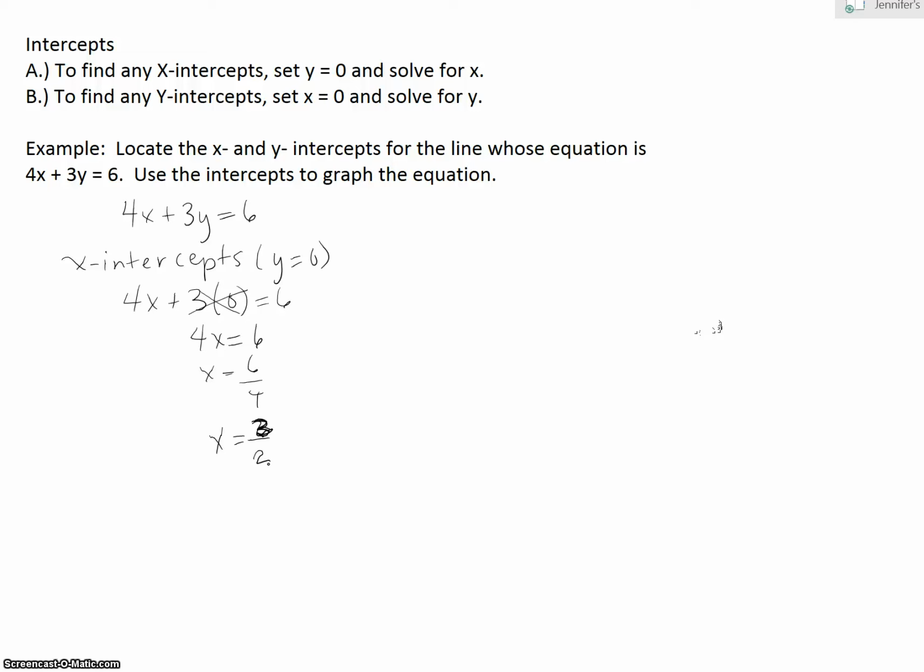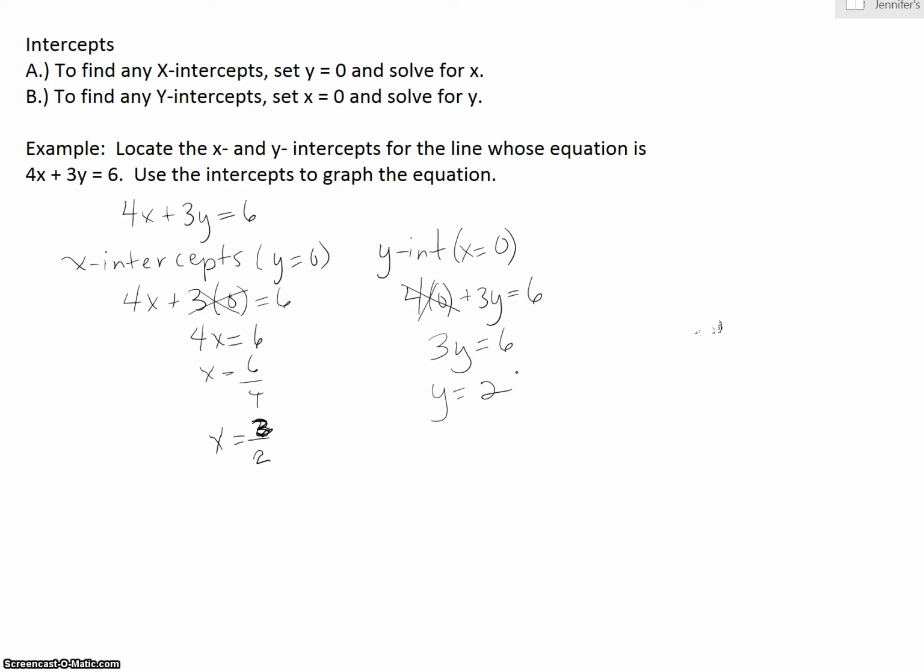All right, then we're going to find the y-intercept. The y-intercept is where x equals 0. So we're going to take our equation, which is 4x, instead of x, we're going to put in a 0, plus 3y, which gives us 6. 4 times 0 is 0, so that cancels. We get 3y equals 6. Divide by 3 on both sides, y equals 2.